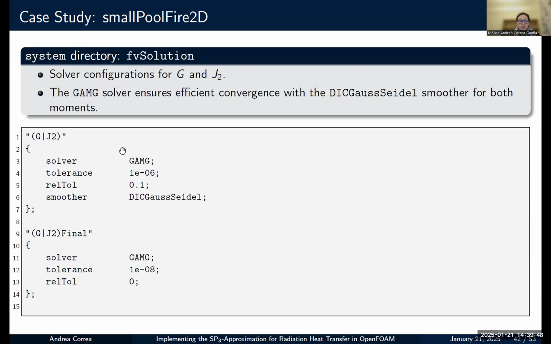The other thing that it's necessary to change is in the system directory, in the file fvSolution. It's important to put the new moment, because we use the two models and two moments, the zero and the second order moment, that are coupled, so they need to be solved at the same time. So here we put, with the same characteristics, G and G2. They use the same solver and the same tolerance, to ensure efficient convergence in both radiation models.